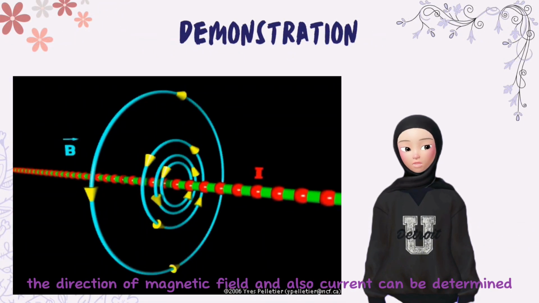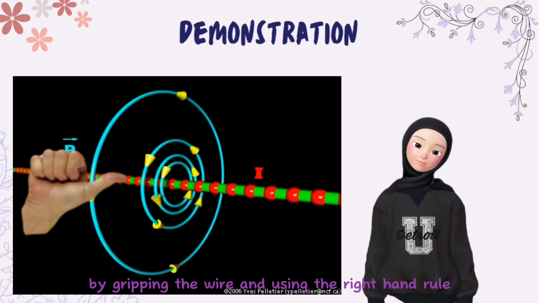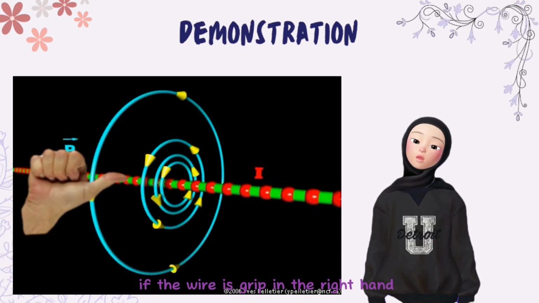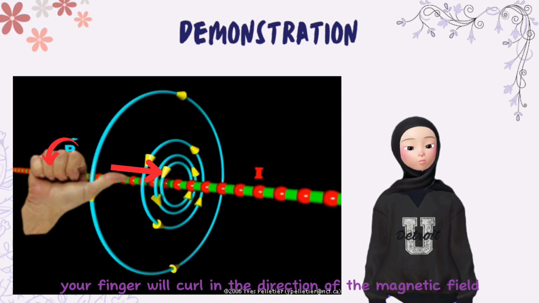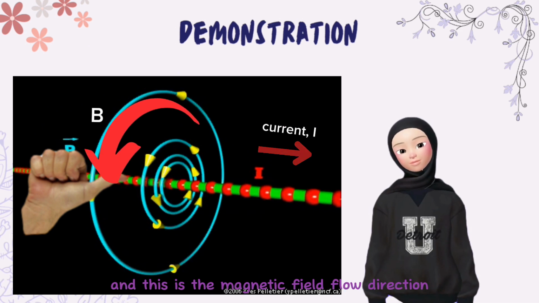The direction of magnetic field and also current can be determined by gripping the wire and using the right hand rule. If the wire is grasped in the right hand with the thumb in the direction of the current, the fingers will curl in the direction of the magnetic field. So, this is the current flow direction and this is the magnetic field flow direction.